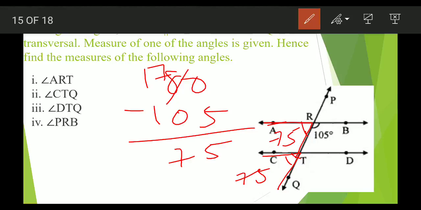Next is DTQ. DTQ will be how much? 105. Why 105? BRT is congruent to DTQ, 105, because they are corresponding angles. Now PRB will be how much? 75 degrees. This is a vertically opposite angle.